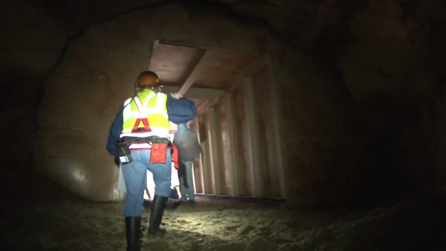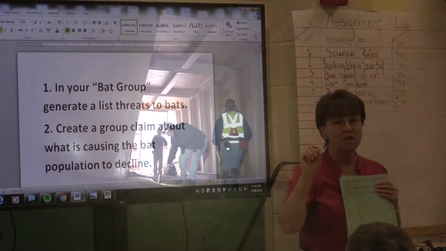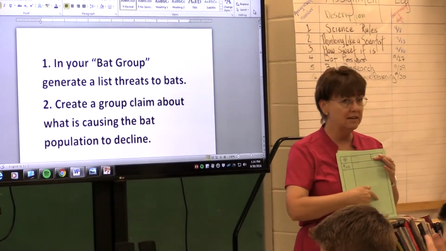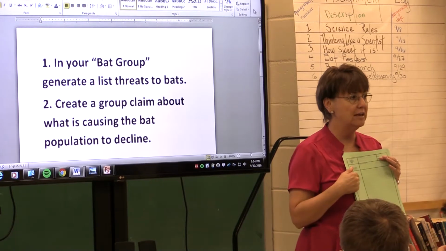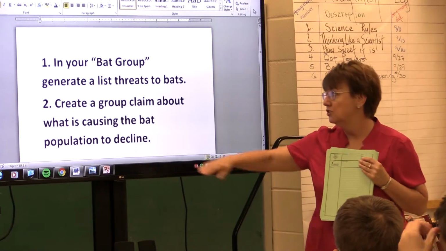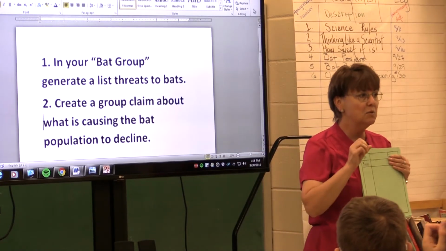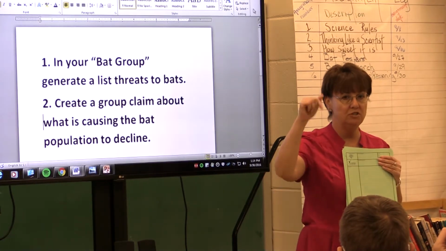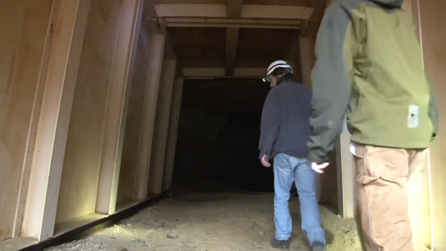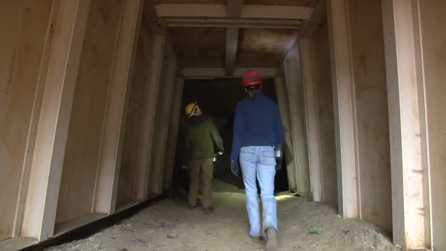Many species of bats are threatened in Wisconsin, and some are listed as endangered by the federal government. Use what you read yesterday, use what you heard today to generate a list of what's currently threatening bats, okay? You're going to use that list to write a claim. And your claim is going to be, this is what's causing the bat population to decline. But figuring out causality involved complex ideas in ecology, in earth science, in biochemistry, and even in physics.